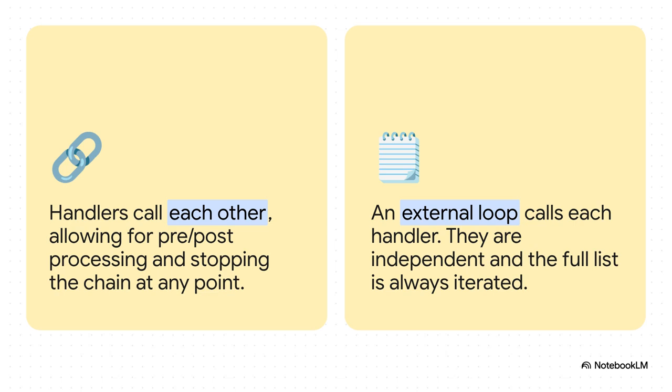This distinction really helps us see why the chain is so much more powerful than a simple list. See, with a list, you've got some outside loop that calls each handler one by one. But in a chain, the handlers call each other. And this allows for much more complex interactions, like a handler doing some work, passing the request on, and then doing more work after the rest of the chain is already finished.